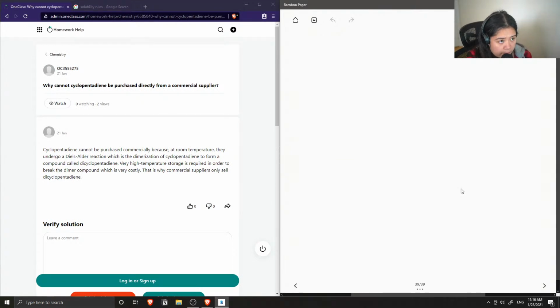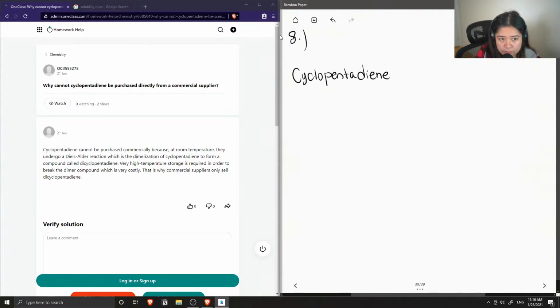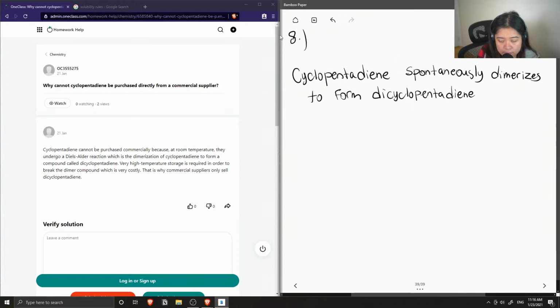Okay, so question number 8. Why cannot cyclopentadiene be purchased directly from a commercial supplier? Okay, this is because cyclopentadiene spontaneously dimerizes to form dicyclopentadiene. And this occurs via the Diels-Alder cycloaddition.